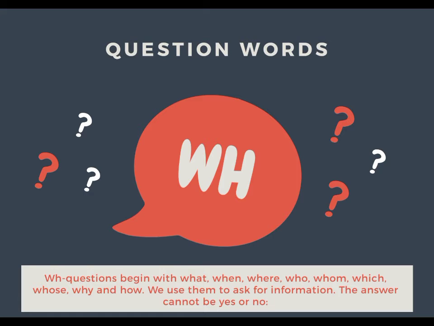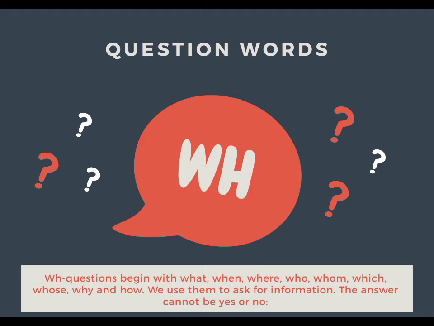What is WH question? WH question is a question which begins with what, when, where, who, whom, which, whose, why, and how. We use them to ask for information, and the answer cannot be yes or no only.